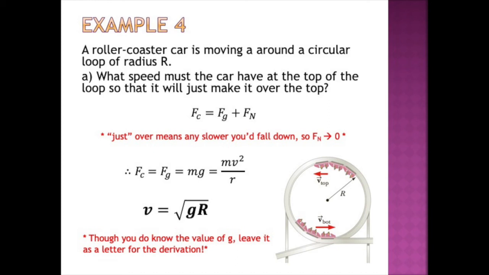This is a limiting case. And the limiting case is to just get over the top. That means that your normal force is approaching zero. And so what we want to do is we essentially equate it to zero and deal with Fc being equivalent to Fg. This doesn't mean you're falling out of the car. It means that you are at the slowest possible speed to go over without falling out of the car.